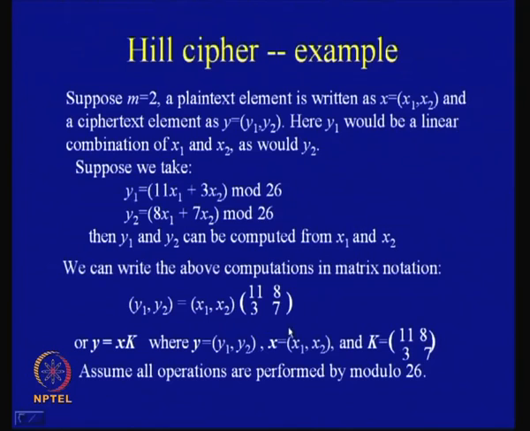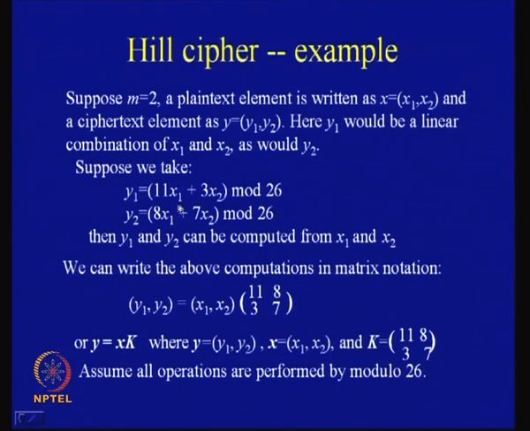The matrix is either pre-multiplied or post-multiplied, depending on the way it has been arranged. Here it is arranged as a 1 by 2 vector, so you have to appropriately apply pre-multiplication or post-multiplication, depending on the way you write this x1, x2 pair. If you break it up, these are nothing but linear transformations of this order. So y1 is 11x1 plus 3x2 mod 26, and y2 is 8x1 plus 7x2 mod 26, which has been written in this way.